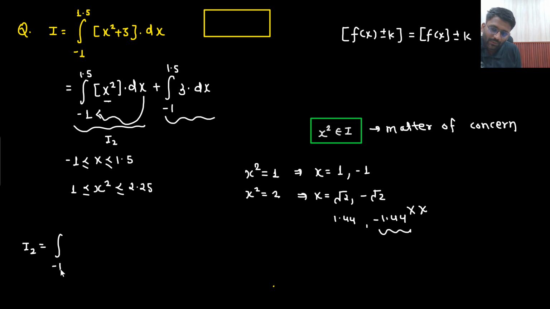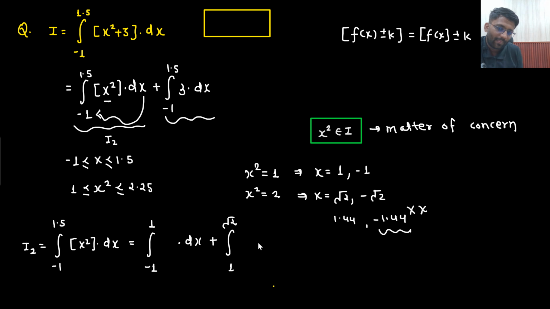What is I2? I2 is the integral from -1 to 1.5 of the greatest integer function of x square dx. How am I breaking down this limit? I will break it down from -1 to the next point where this becomes an integer. Sir, the very next part would be 1. Right? Say yes or no. When x is 1, it would become an integer. And then I will break it down from 1 to √2 dx, and then from √2 to 1.5 dx.